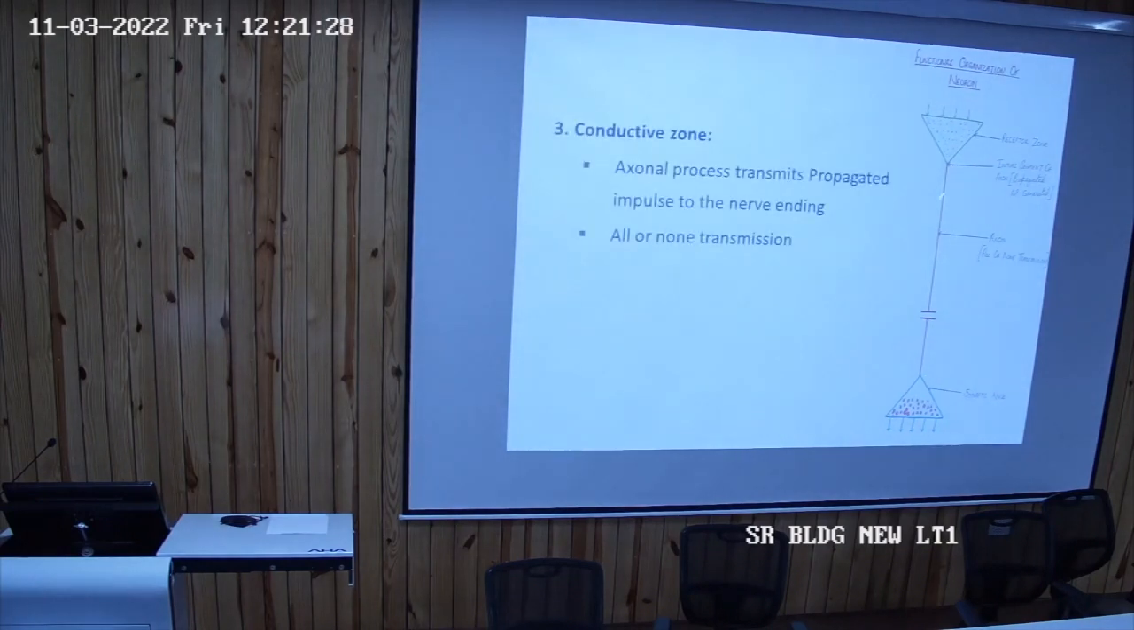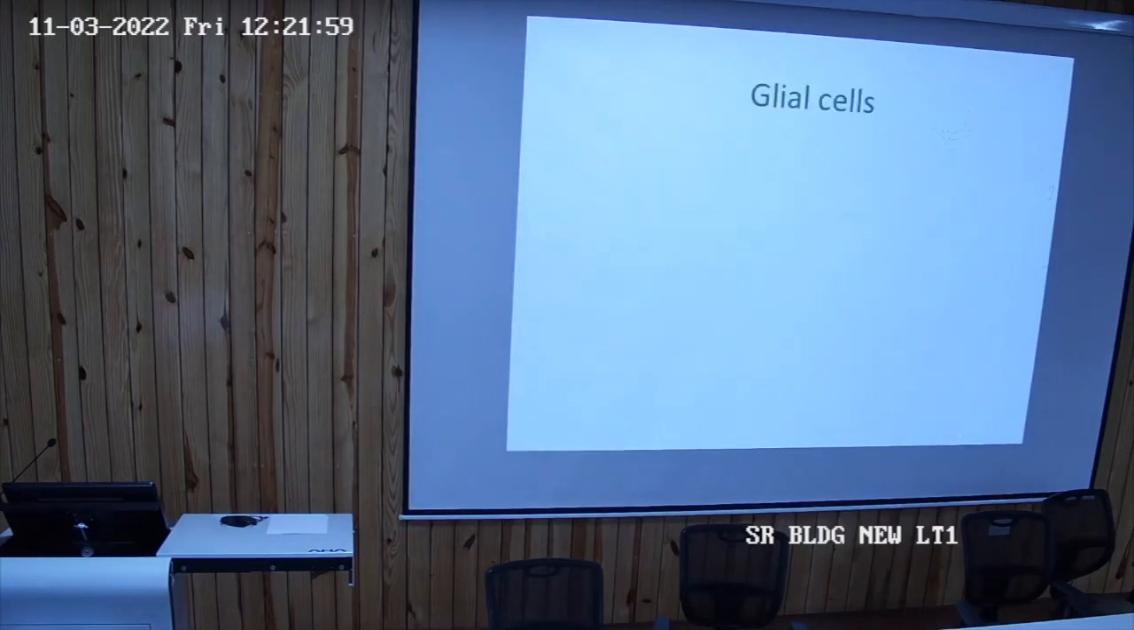So this is the conducting zone. Axonal processes are transported to the ending, and axons follow the all or none phenomenon. You will study it when we discuss the process. All or none means that if the axon responds to a stimulus, it will respond fully or it will not respond at all. Then the secretory zone, which has the neurotransmitter.